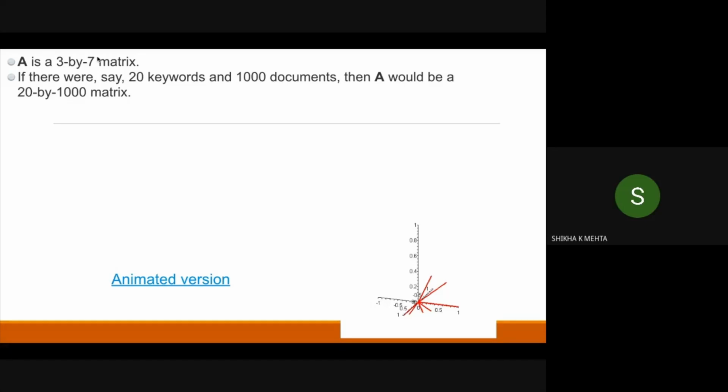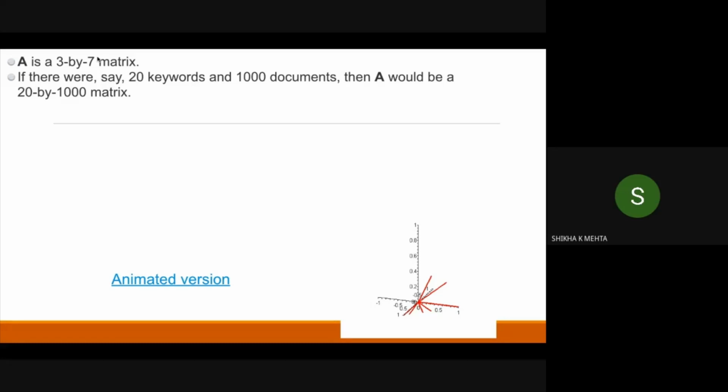So for a 20 by 1000 matrix, you have to do 20,000 computations. When we are able to reduce the number of dimensions from 20 to 10, our computations are also reduced to 10,000. So each and every computation matters a lot.